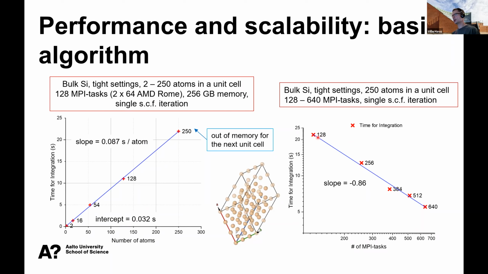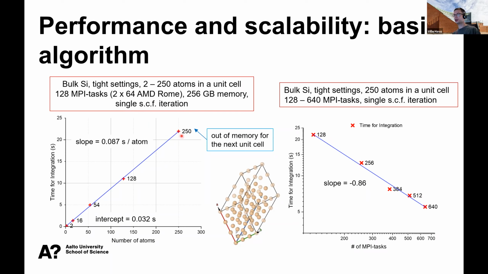This scaling of the integration is based on the fact that each of the MPI tasks deals with each of the batches. And this is also a well parallelizable operation, which shows that you get a decent parallel scalability for the integration and for the grid-based operations.